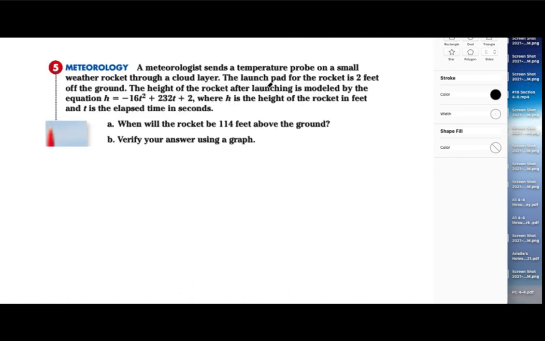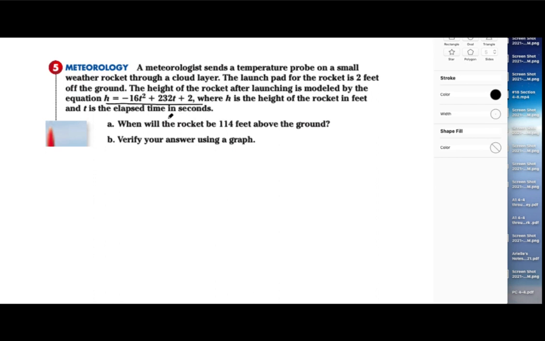So here's example 5. A meteorologist sends a temperature probe on a small weather rocket through a cloud layer. The launch pad for the rocket is 2 feet off the ground. The height of the rocket after launching is modeled by this equation here. Notice this is a polynomial equation. Oftentimes when you're dealing with physics and the motion of a thrown object, you will see an equation that's similar to this when we're dealing with feet per second. A little bit different when we're dealing with meters per second, but we'll talk about that more later.